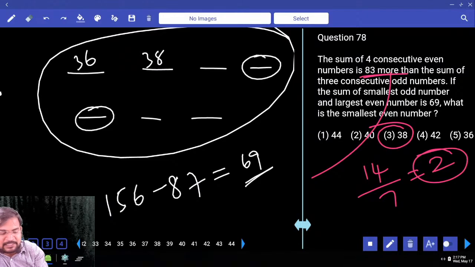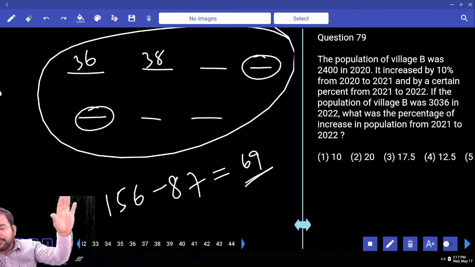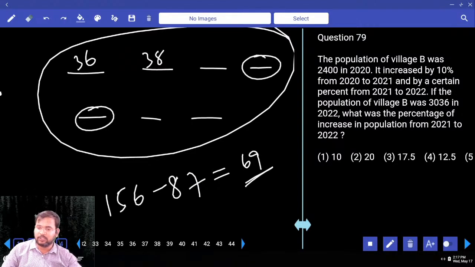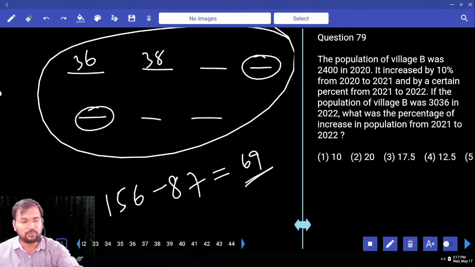Next. The population of village B was 2400 in 2020. It increases by 10% from 2020 to 2021 and a certain percent from 2021 to 2022. The village population was 3036 in 2022. What was the percentage of increase from 2021 to 2022?